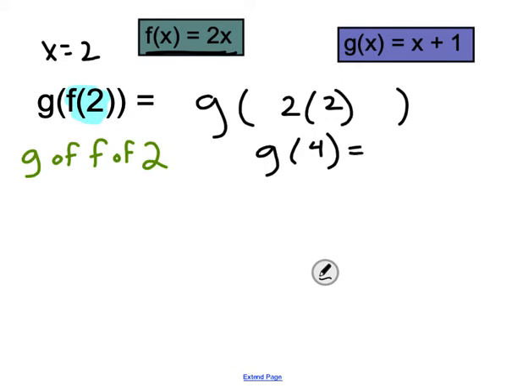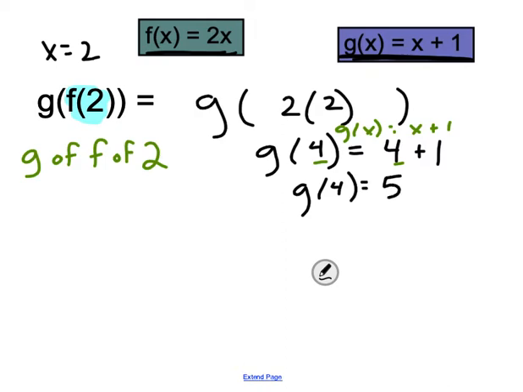Well, g of 4, that wants me to use this function then, g of x, and every time I see an x, I put in a 4 instead. Just in case you missed that, because g of x is defined as x plus 1. So since we were doing g of 4, every time I saw an x, I put in a 4, and I ended up with g of 4 equals 5. So my official final answer here is g of f of 2 equals 5.